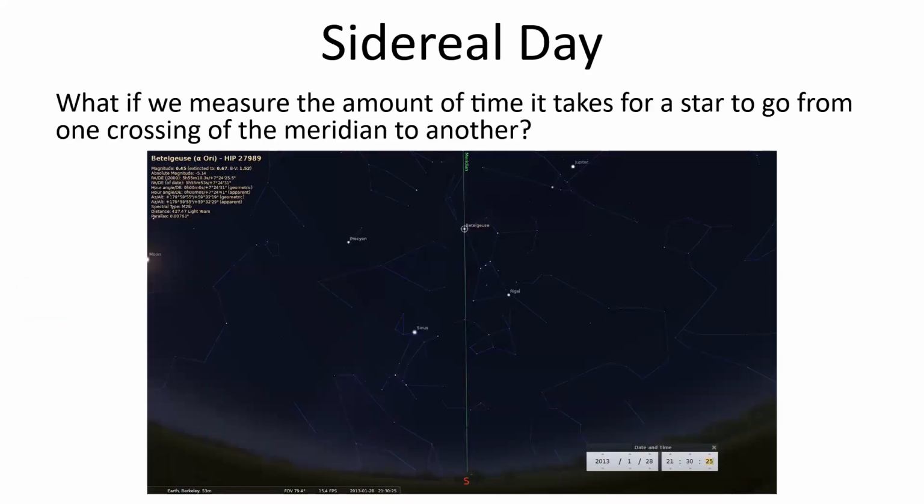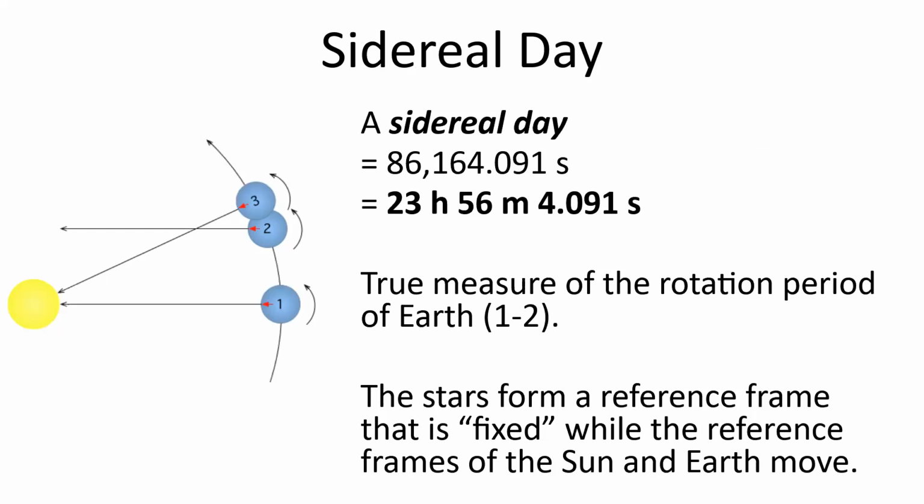Now, if we decided to pick a star, let's say a bright star like Betelgeuse in the shoulder of the constellation Orion, and we watch it go through its cycle in the sky. So we watch it transit the meridian and then wait for it to come back to that same transit, we'll find that that was equivalent to a slightly shorter time, which is the same as points 1 to 2 in that diagram that we were showing.